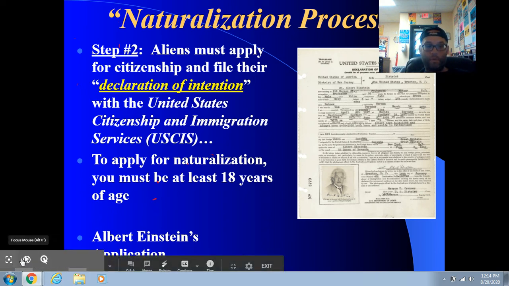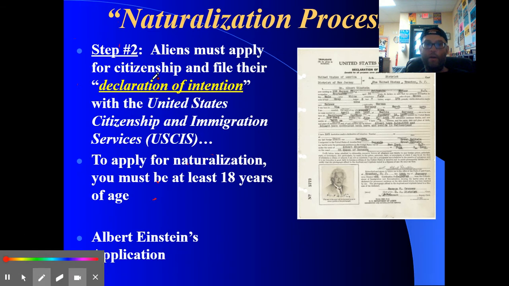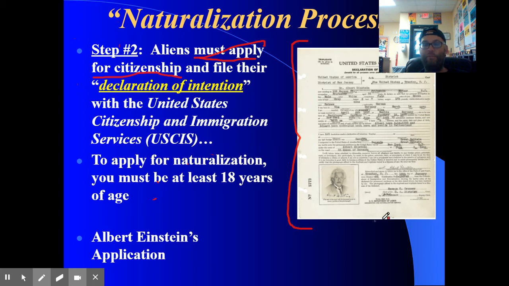So what can you write here? You could just say must apply. Oh, a little sloppy. Must apply for citizenship. So you fill out this big, long application and you apply. That's step 2. This is actually Albert Einstein, famous American citizen. This is actually his application that he filed.